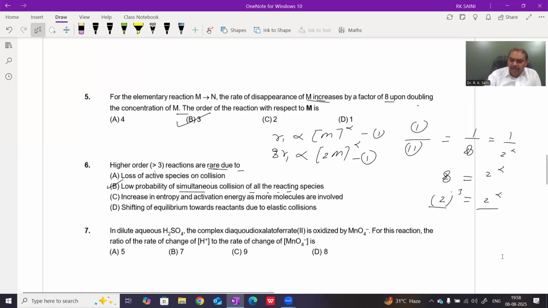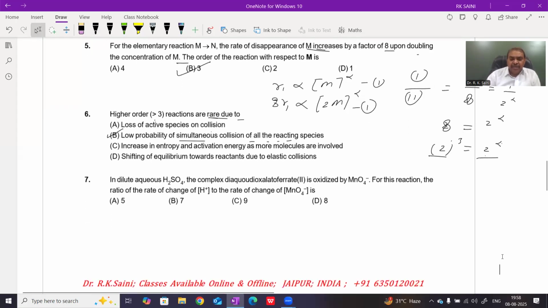When more than three molecules are involved, there is very little probability of a collision of more than 3 molecules simultaneously. It means the order of reaction is rarely greater than 3. However, some reactions may be order 4, like when a kinetics reaction is carried out in the presence of a highly concentrated base, then the order of reaction is 4, but rare.